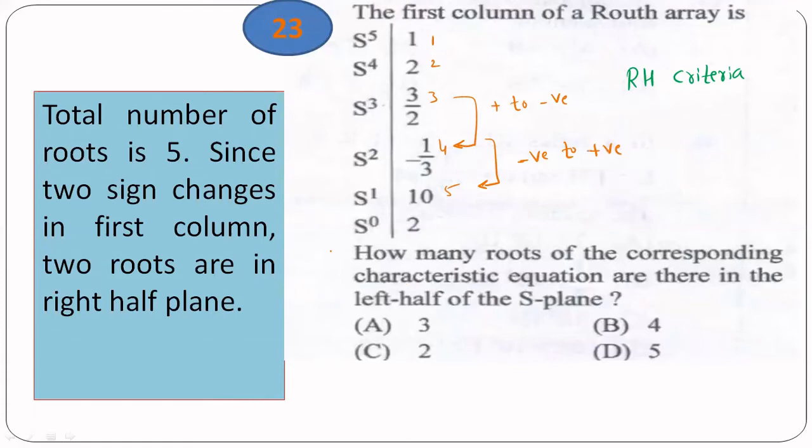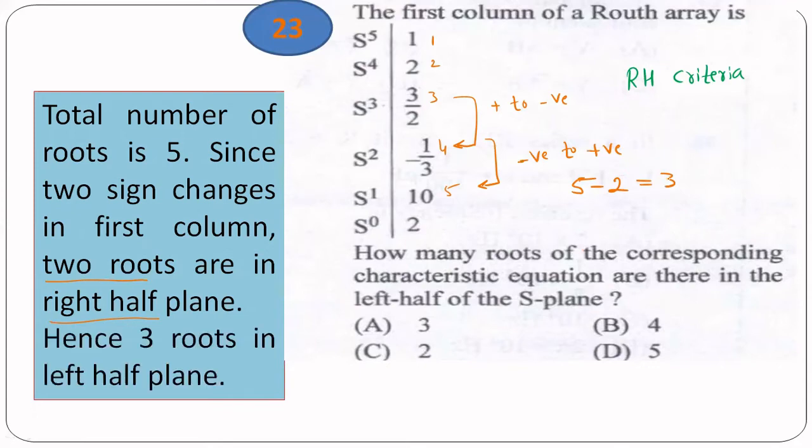This means that 2 roots are in the right half of the plane. But what has been asked is how many are in the left half of the S plane. As we have identified, there are a total of 5 roots, out of which 2 are in the right half of the plane. So 5 minus 2, 3 roots of the characteristic equation are in the left half of the S plane. This is the expected answer, which is option C.